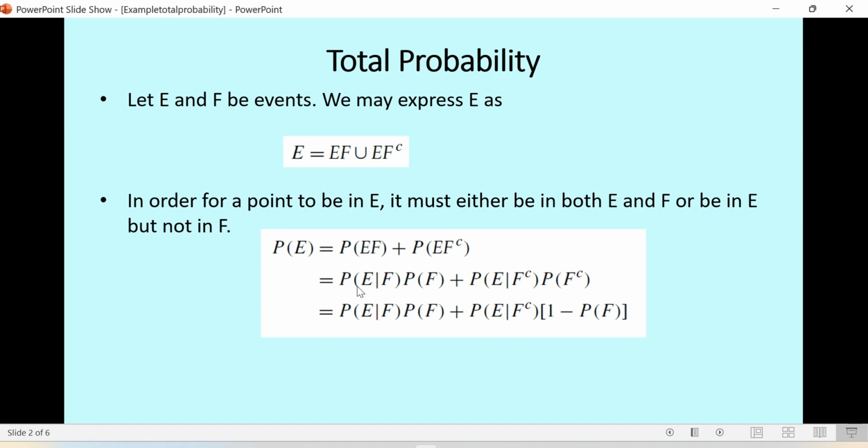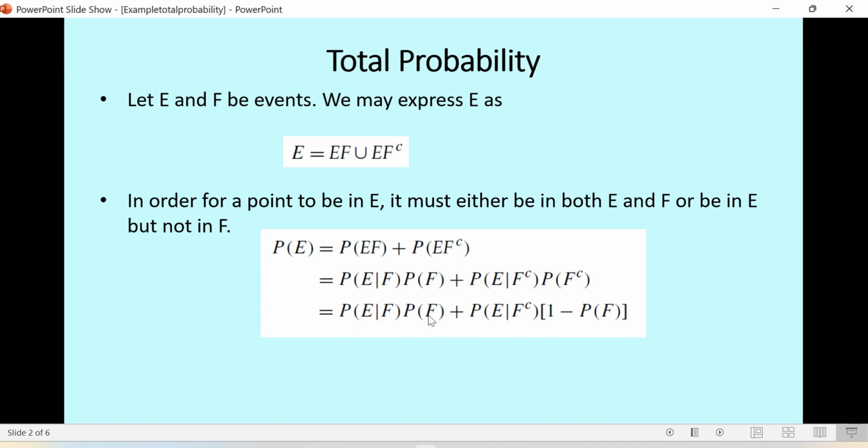Using conditional probability, we can write P(EF) equals P(F) times P(E given F). So this is the conditional probability of E given F occurs. And similarly, the probability of E and F^c equals the probability of F^c times the probability of E given F^c. So this is the conditional probability of E if F does not occur. And P(F^c) equals 1 minus P(F).